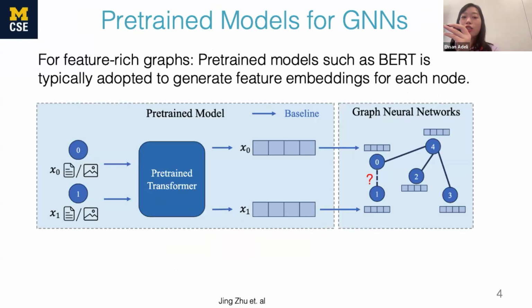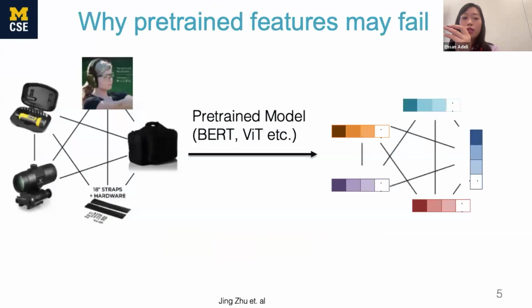However, this approach is actually flawed because, for example, in this Amazon co-purchasing graph, every feature actually has pretty distinct feature representations. And if you pass this through a vision transformer, it will go towards very different feature representations that actually do not have any correlation with the graph structures.